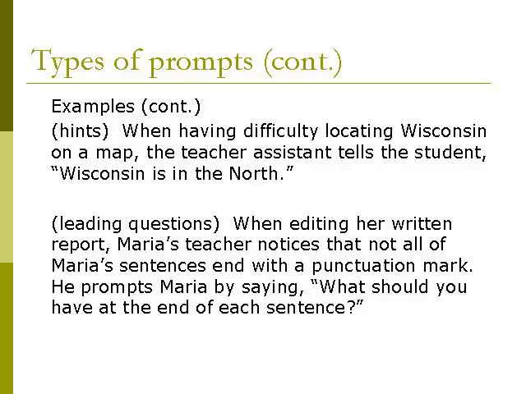An example of how a hint is used as an indirect verbal prompt is when, having difficulty locating Wisconsin on a map, the teacher's assistant tells the student, "Wisconsin is in the north." So again, the teacher assistant doesn't tell the student directly what he or she needs to do. The teacher assistant just gives a hint. Wisconsin is in the north, which helps the student to narrow down where he or she is looking for the state of Wisconsin.